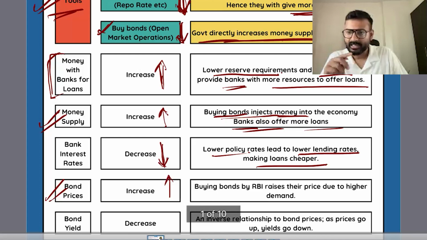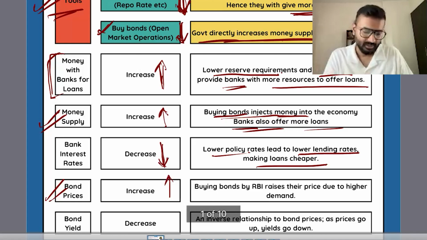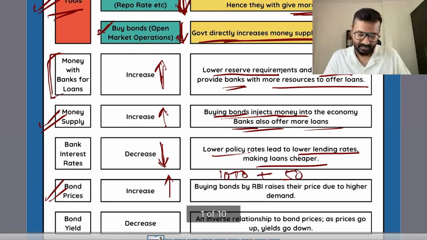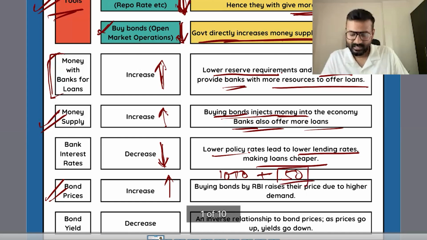So what happens to the bond yield? Bond yield is the return you are getting on the bonds, right? So suppose you have bought a 1,000 rupee bond and in that you have a coupon rate of, suppose, 50 rupees. So this 50 rupees is the return you are getting. Now this 1,000 rupee bond's price has increased, right? This 1,000 rupee bond is now 1,010 rupees. So now your yield will decrease from 50 rupees to 40 rupees. So there is an inverse relationship between bond price and the bond yield. So bond yield will decrease in this case.